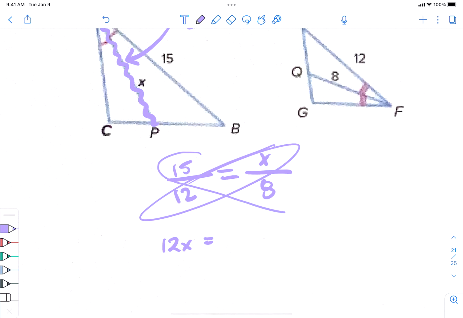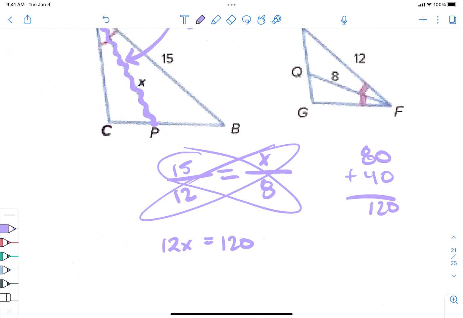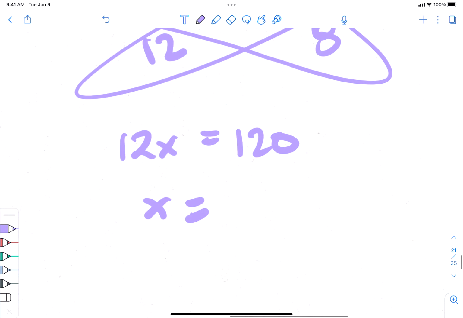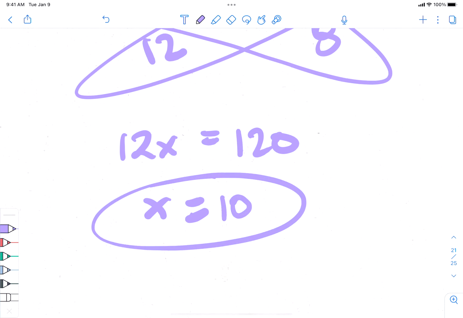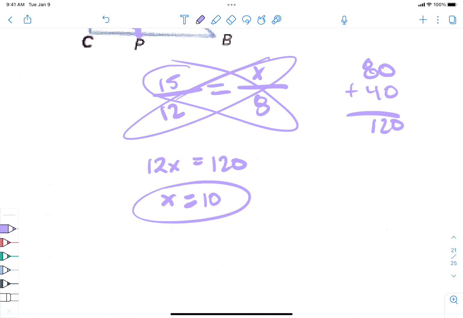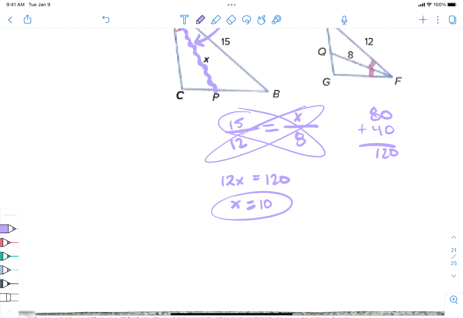12x equals, you know what 15 times 8 is? What's 10 times 8? It's 120. 10 times 8 is 80, 5 times 8 is 40, and 80 plus 40 is 120, right? That one's not too bad. You can do this in your head. You better not have used a calculator. So x is 10. Good? So any of the parts can be proportionate as well.